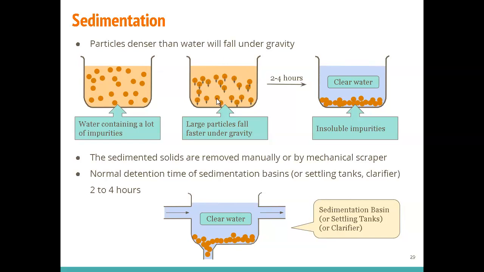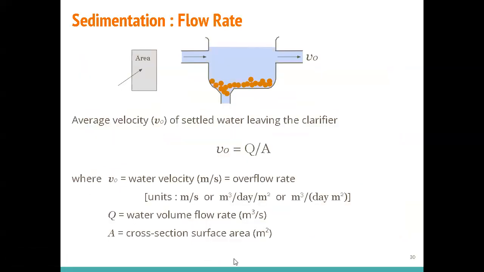It doesn't just fall within an instant, okay? So maybe for a few hours, your impurities would sink to the bottom and you have some clear water, and you can scrape this off, right? On the bottom of this tank and you're done, right? So it's done by a mechanical scraper. You need to use electricity to remove that, okay? This kind of tank, we call settling tanks or clarifiers. And so how long do we have to wait?